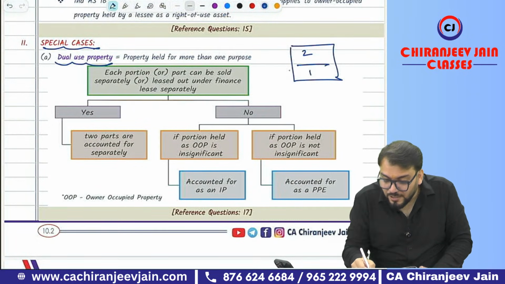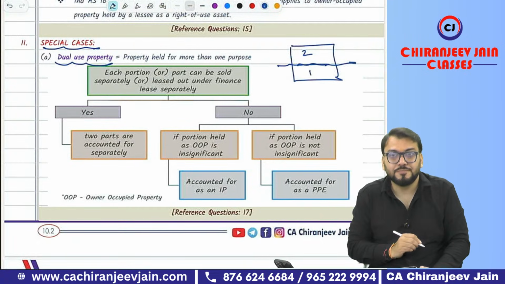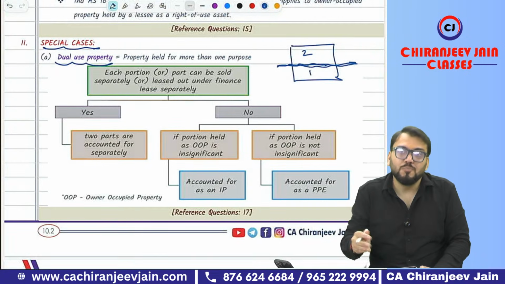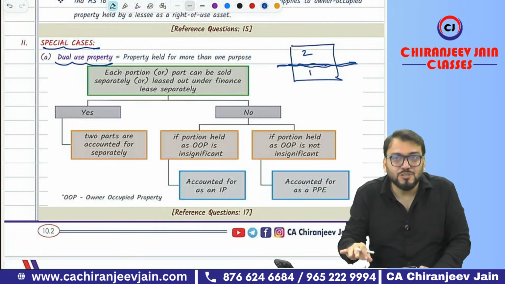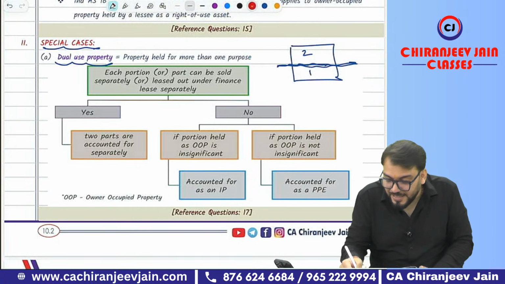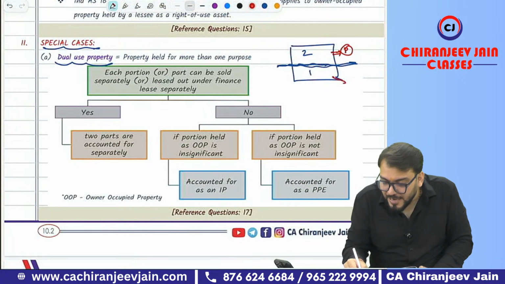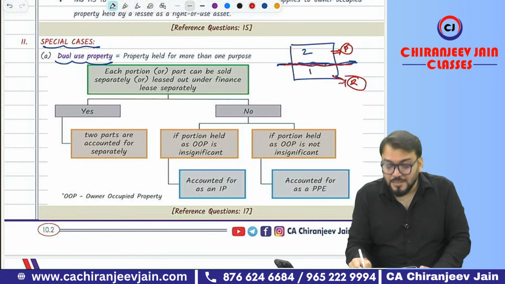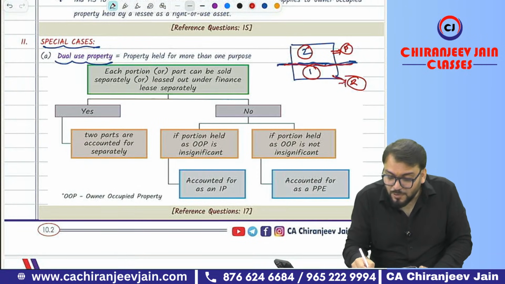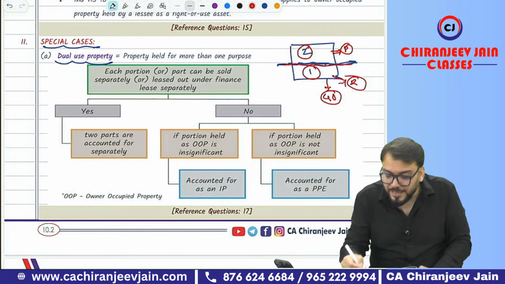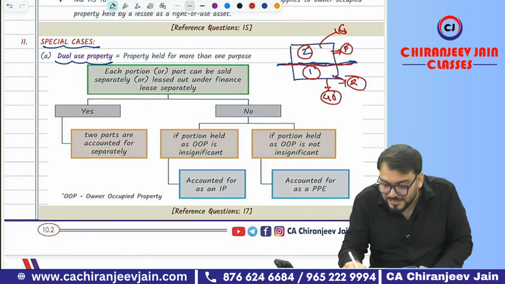So first we need to find out whether these portions are separable. If these portions are separable, then different Ind AS will be applied to each floor as per their use. Let us say one is used for your own business purpose, for production, and the other is given on rent to others and is separable. If the first floor and second floor are separable, then I can say for the first floor Ind AS 40 will be applicable, for the second floor Ind AS 16 will be applicable.